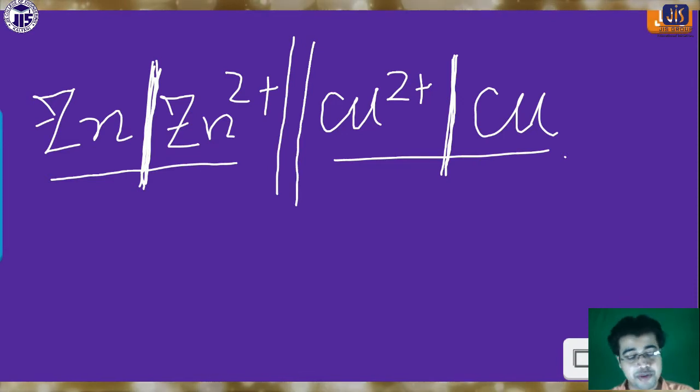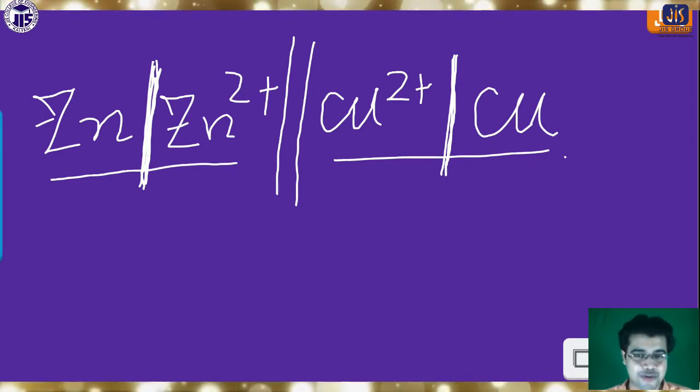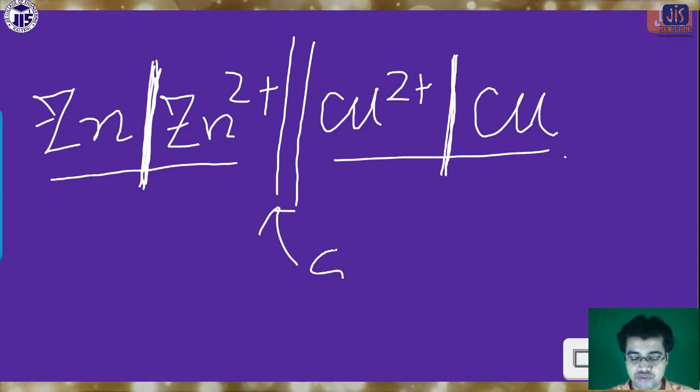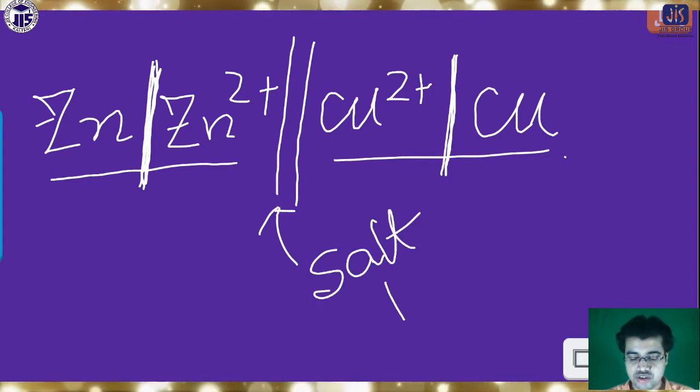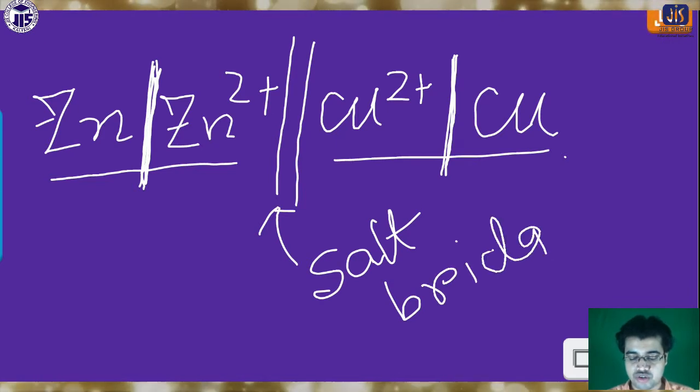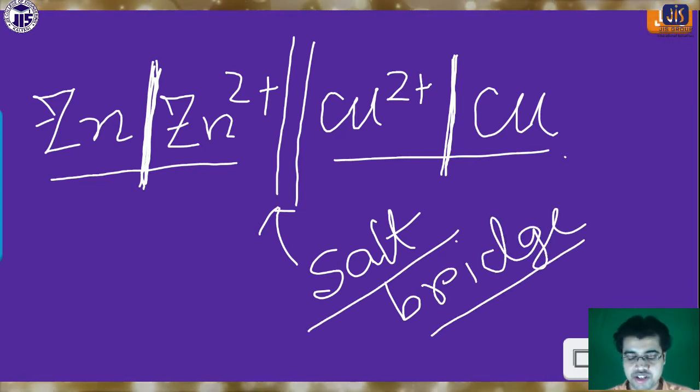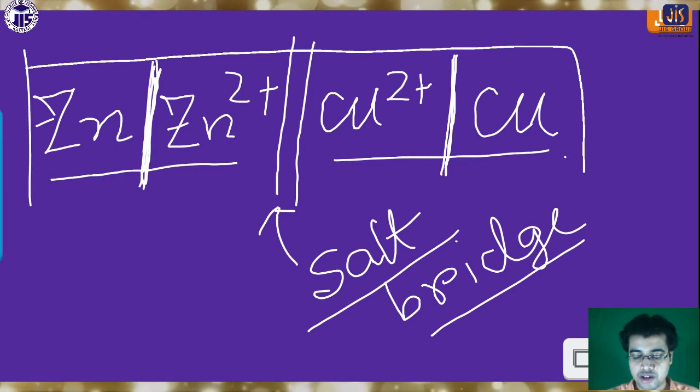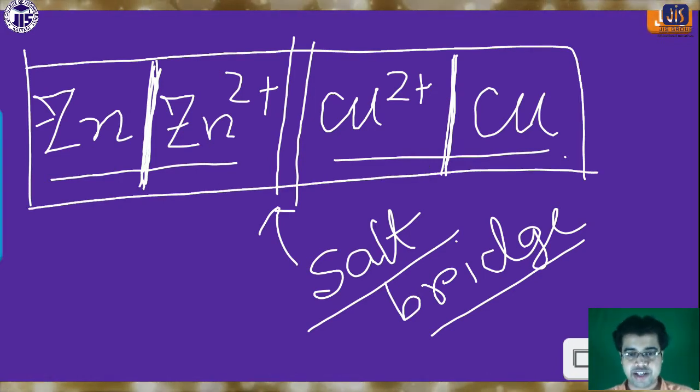I told you in the previous class that you have to connect the two chambers of an electrochemical cell by a salt bridge. So keep in mind, the double line indicates the existence of the salt bridge, and you have to show the salt bridge also. This is the particular way by which we can show the electrochemical cell. This is very important, you have to keep in mind that there is a particular way of representation by which we can express the cell.